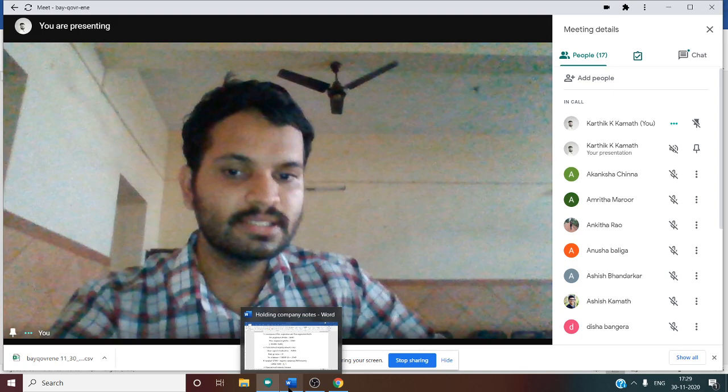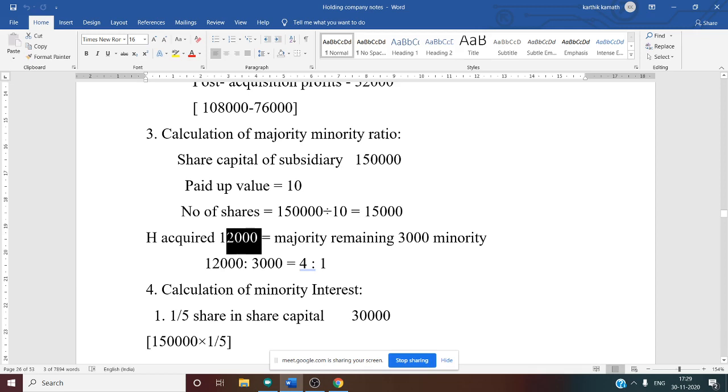So here now we got 12,000 is to 3,000. We have to simplify this one. After simplification, all the 000 get cancelled. 3 ones are 3 and 3 fours are 12. So 4 is to 1 will be our ratio. So here there are a total of 5 units, 4 plus 1, 5 units. So majority fraction is 4 by 5. Very clear by this information. Majority fraction is 4 by 5. Minority fraction is 1 by 5.